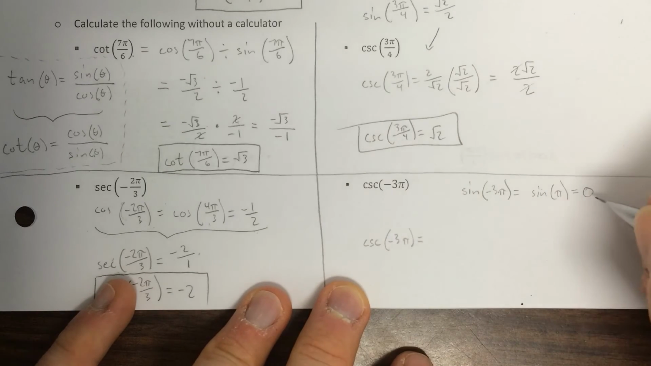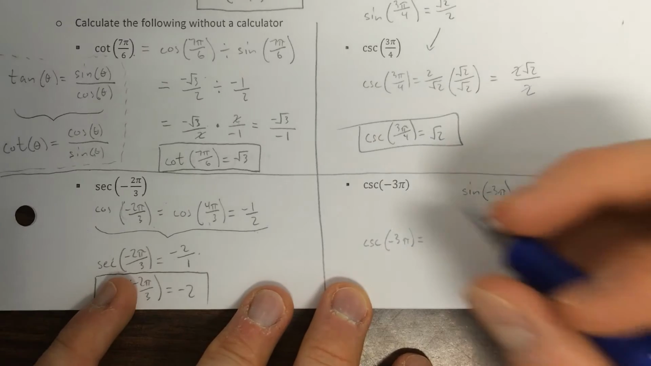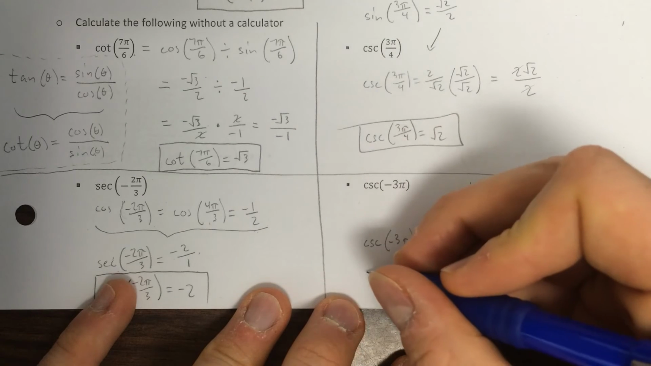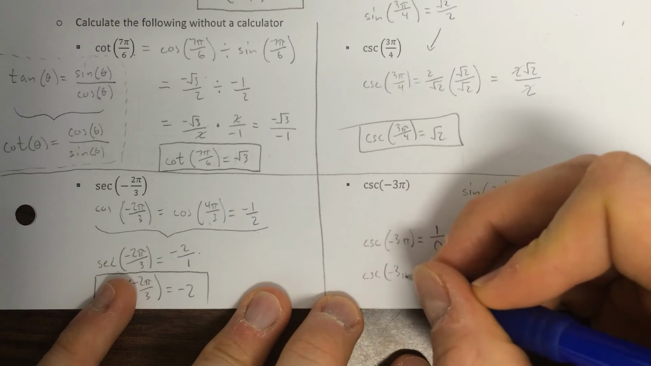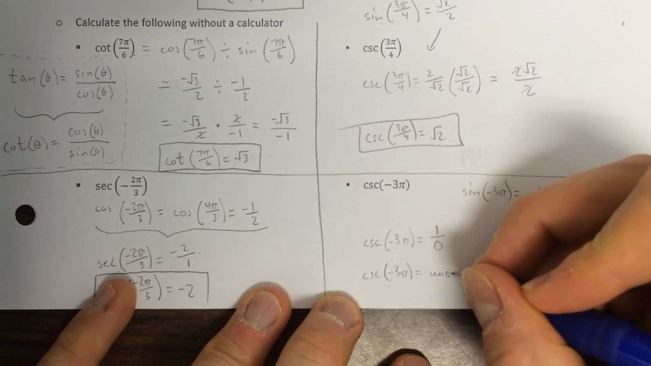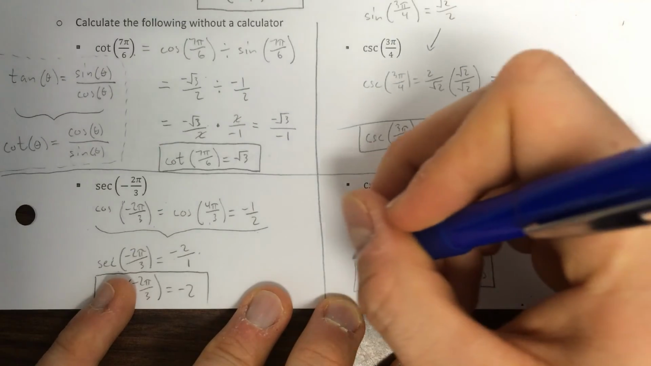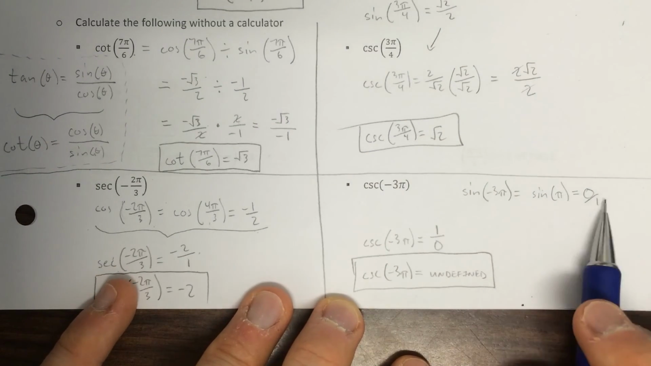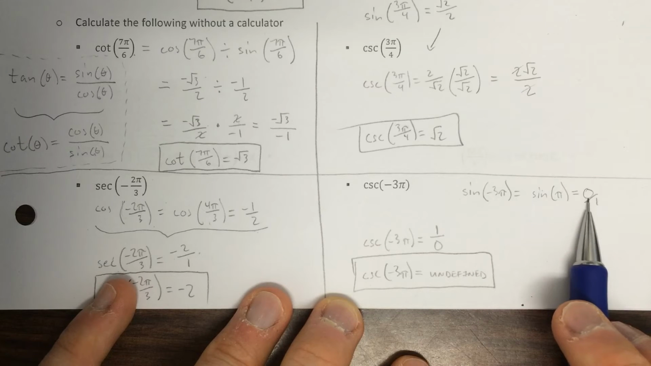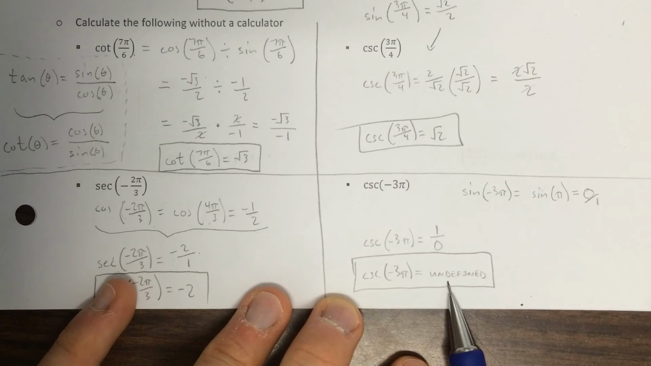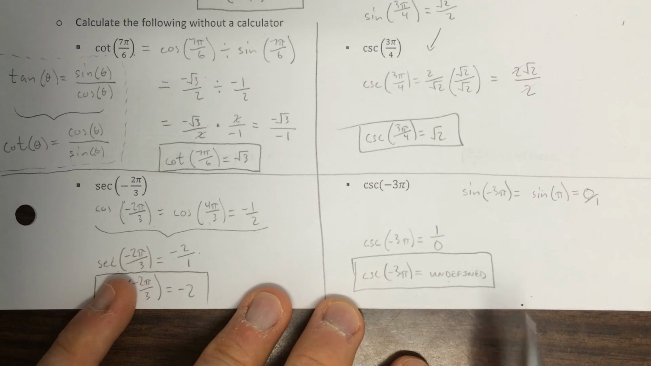I'm going to take the reciprocal. Really, we could say this is 0 divided by 1 if we wanted to. So that means cosecant of negative 3 pi would be 1 over 0. But we can't divide by 0. Anytime we divide by 0, it's called undefined. So cosecant of negative 3 pi is undefined. And in general, if we find the value of sine, cosine, or tangent to be 0, then its reciprocal, cosecant, secant, or cotangent, would be undefined.